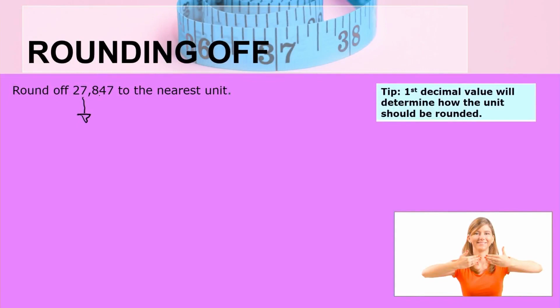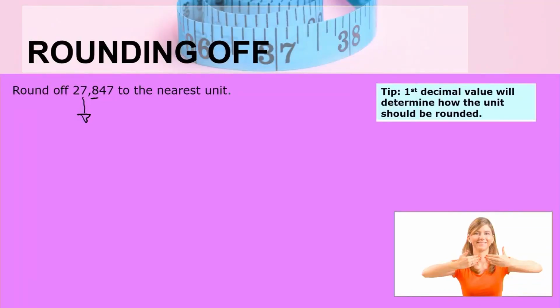The implication is that, because after the comma we have three values, we will be guided by the first decimal value. The first decimal value will tell us whether we are rounding up or rounding down. Now looking at the first decimal value, it is greater than 4. If it is greater than 4, from 5 upwards, we adjust upwards. So because 8 is greater than 4, the implication is that we are going to add 1 to 7.